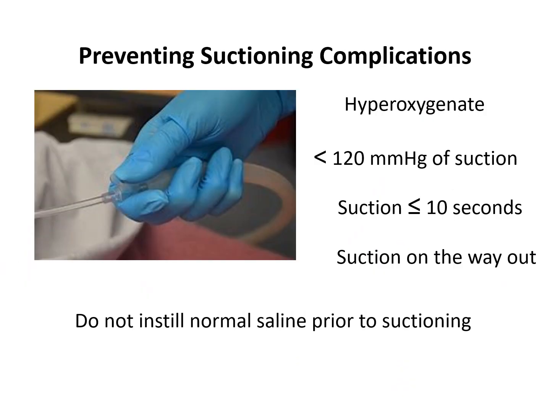So to prevent those complications, hyperoxygenate, prevent hypoxia. Use a lower suctioning level, so less than 120 millimeters of mercury of suction, suction less than 10 seconds, and only suction on the way out. Do not instill normal saline prior to suctioning. You do not want to put any normal saline down the endotracheal tube and into the lung. It does nothing but can cause infection, because bacteria that was in the front of the endotracheal tube is now going down into the lung, and that can cause a VAP.